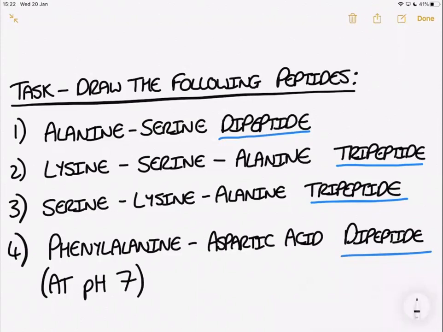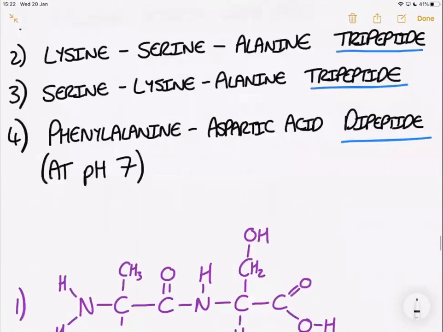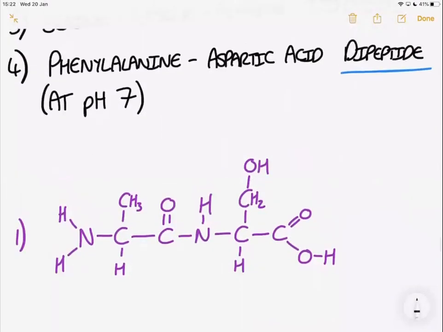Okay, so you should have some answers. Might not be all of them, but you should have some answers. Let's have a look. There's the alanine serine dipeptide. The bit on the left is the alanine, the bit on the right is the serine. Crucially, there is an amide linkage in the middle of this molecule.